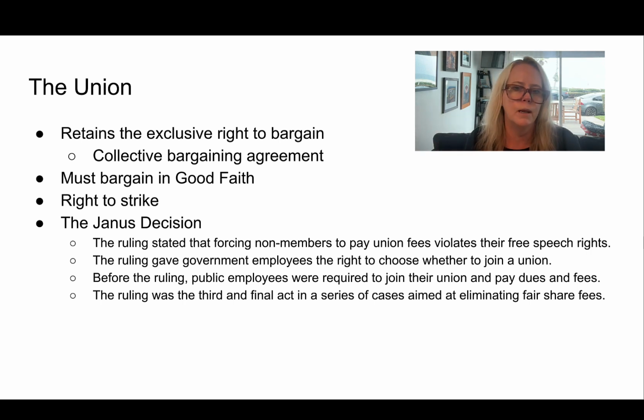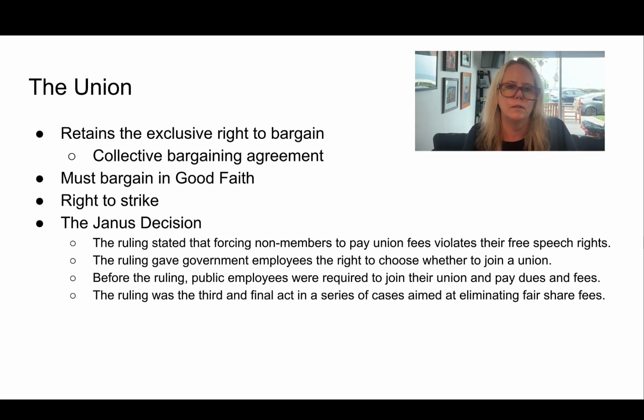And it gave government employees the right to choose whether or not they wanted to join a union. Typically with government jobs, you have to be in the union. Before that ruling, public employees were required to join their union and pay union fees and dues. And so this decision was the 3rd and final act in a series of cases aimed at eliminating what are called fair share fees.